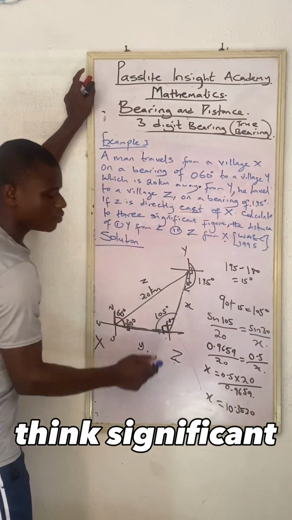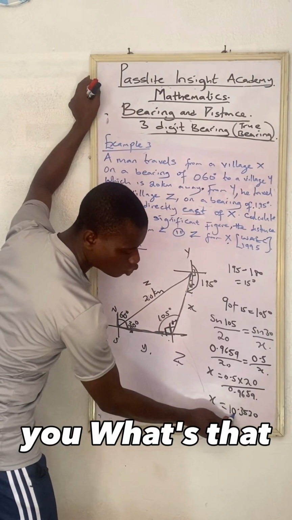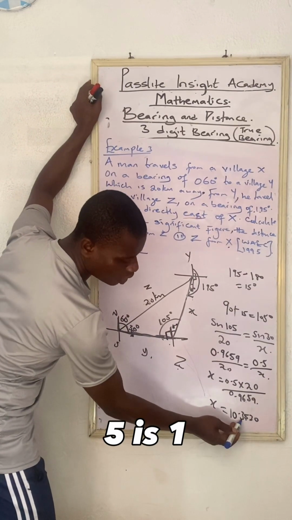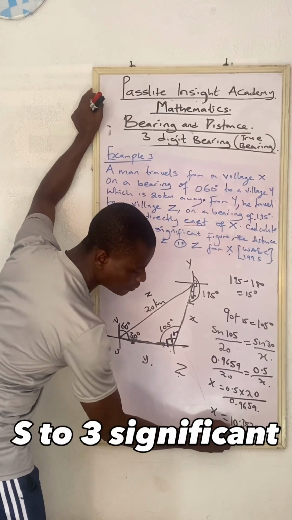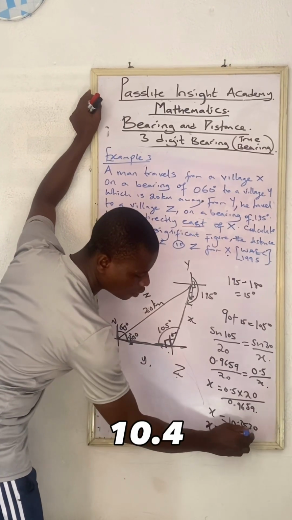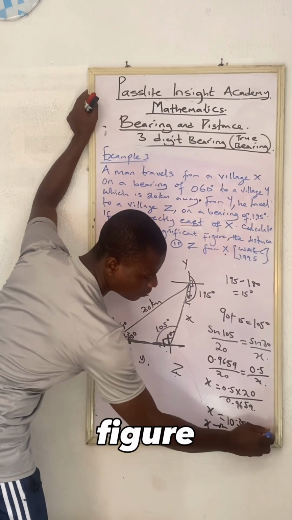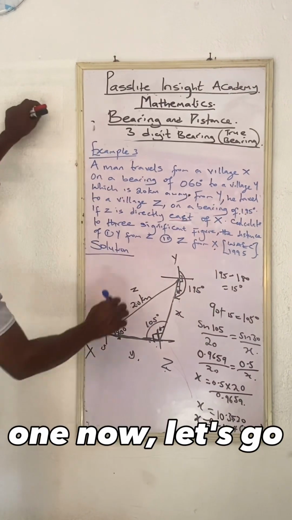To three significant figures, count 1, 2, 3. What's at the back? 5, so we round up. So 10.4. S to three significant figures is 10.4. Now let's go to the second question.